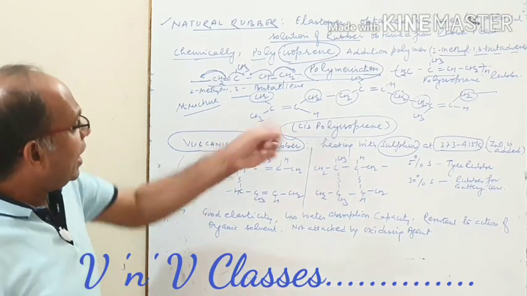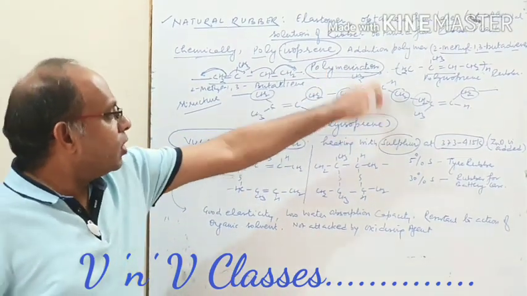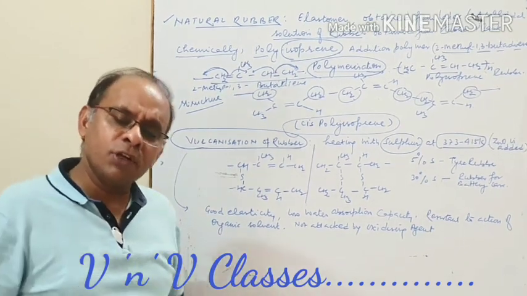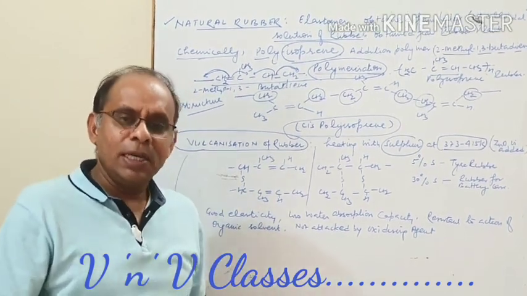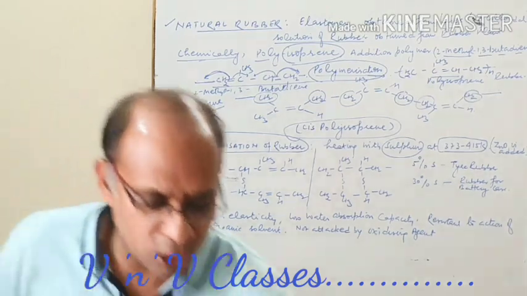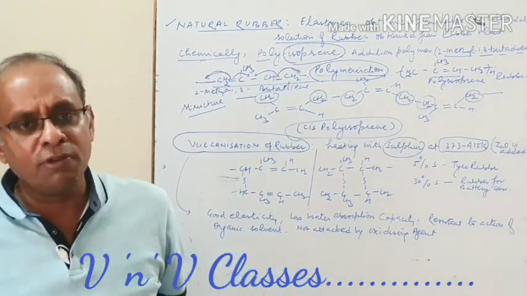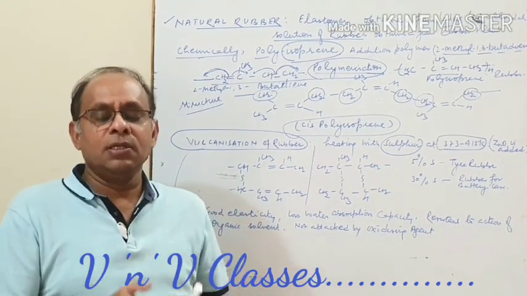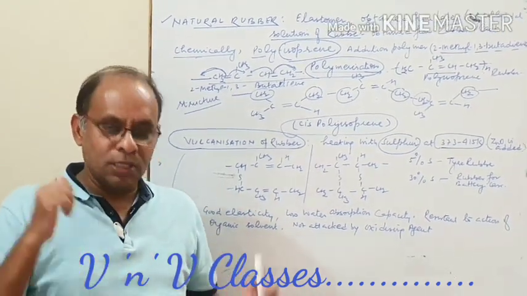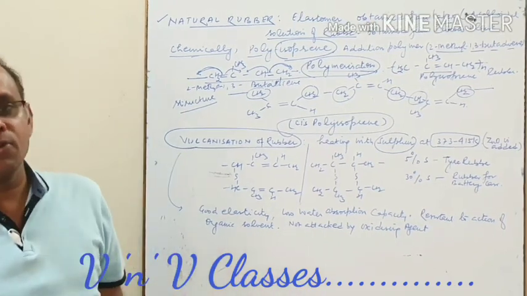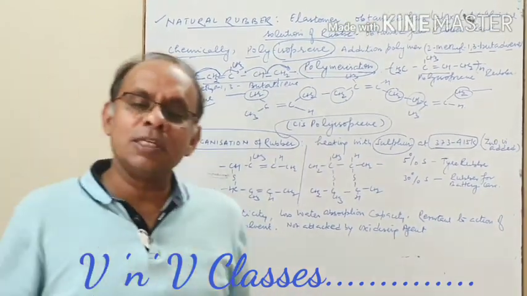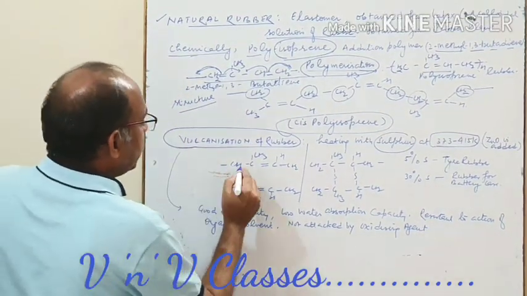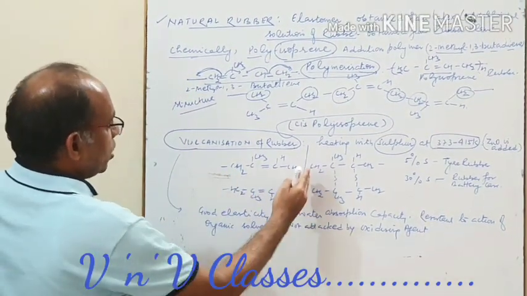Now what does this vulcanization do? I told you why it can be easily oxidized: because of the double bond, because of unsaturation. So what does this sulfur do? When the natural rubber is heated with sulfur, it develops certain crosslinks. You see now, I write it again. This was the polymer chains which were going on.